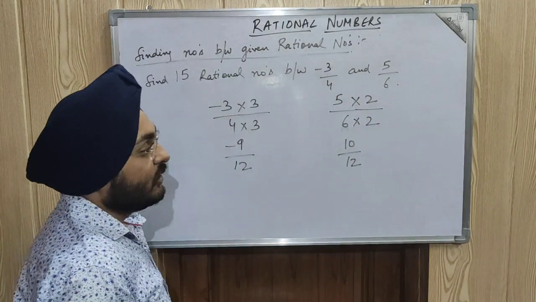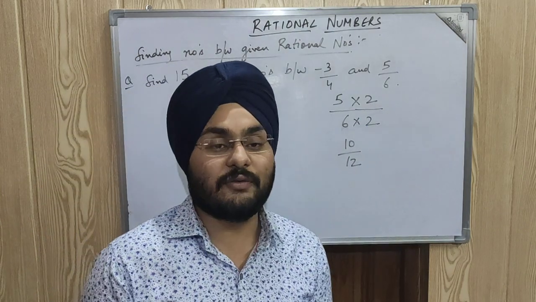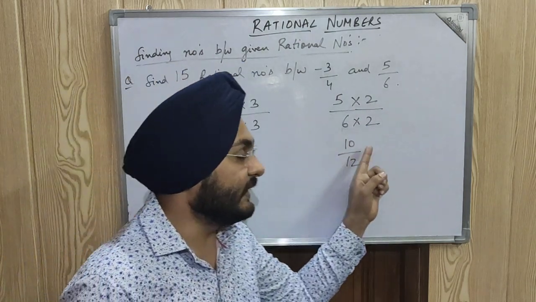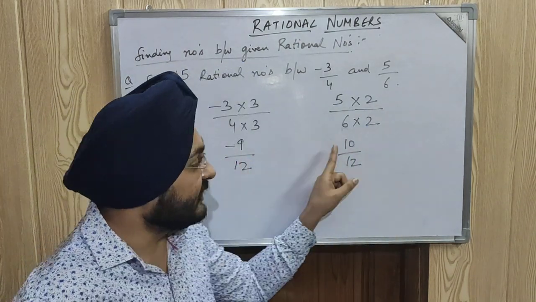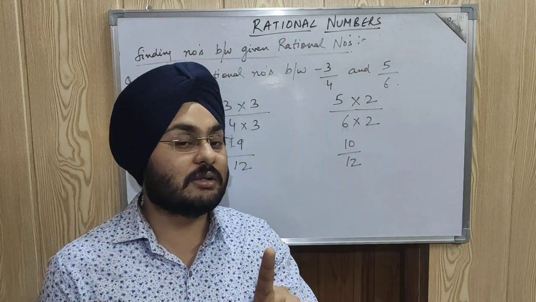10 by 12. So now there are a lot of numbers lying between minus 9 and 10. This one is negative and this one is positive. So keep in mind about this thing.